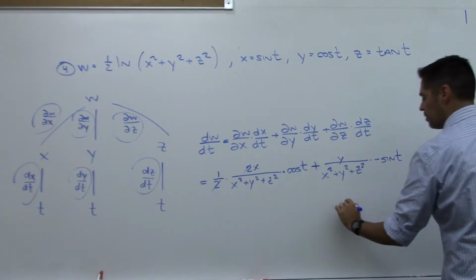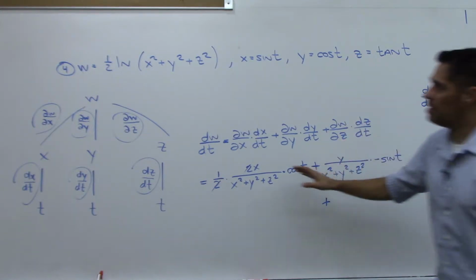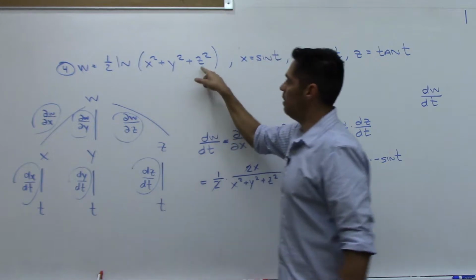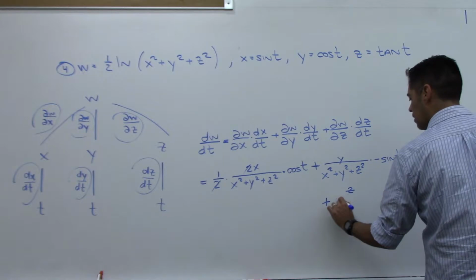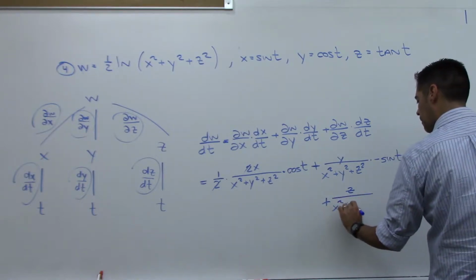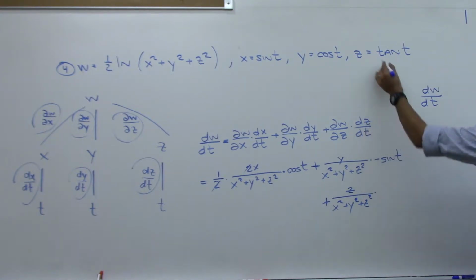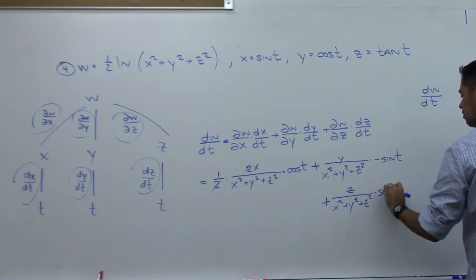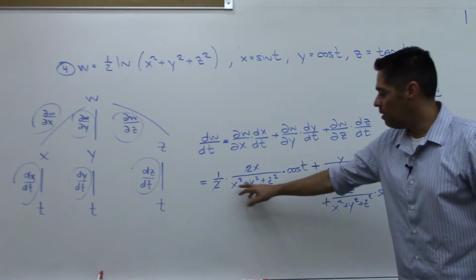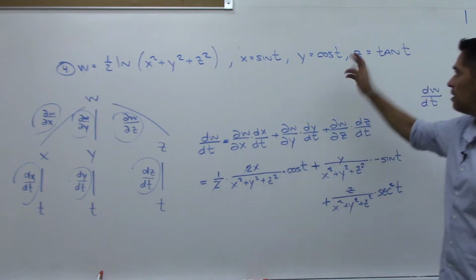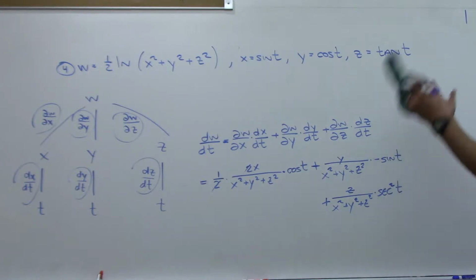And then I have one more plus. Plus, I'm out of room over here, so plus partial w with respect to z, which again is going to be the derivative of this again, but this time the derivative inside here is 2z. So it's going to look like this with a z on top. And then the derivative of z with respect to t, which is going to be secant squared t. And then what you would have to do is go in here and replace all of your x's with sine t, all your y's with cosine t, all your z's with tangent t, and have fun.